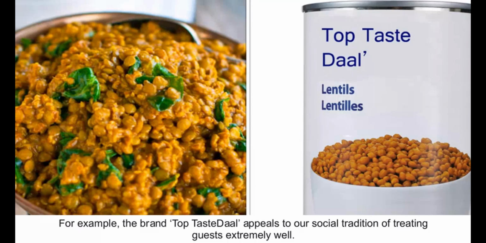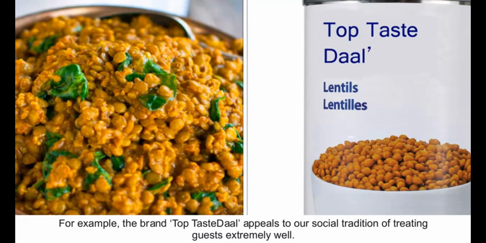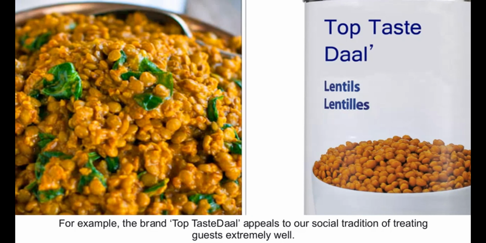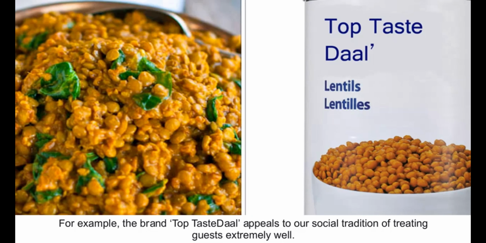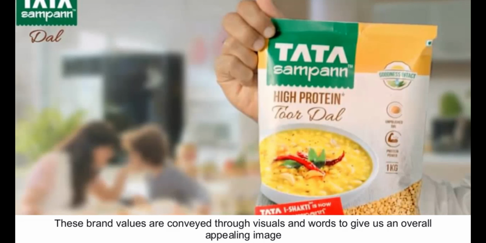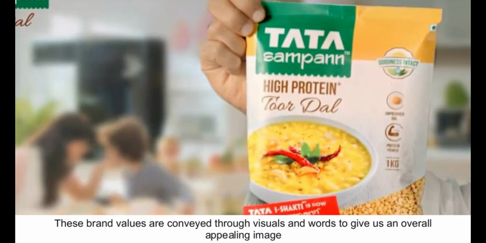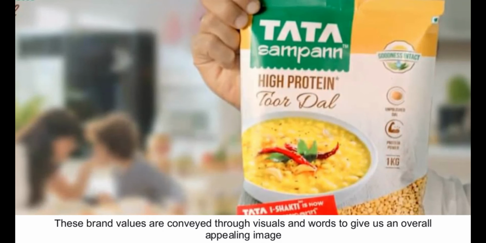For example, the brand Top Taste Dal appeals to our social tradition of treating guests extremely well. The brand Best Taste Dal appeals to our sense of concern for children's health and that they should eat things that are only good for them. These brand values are conveyed through visuals and words to give us an overall appealing image.